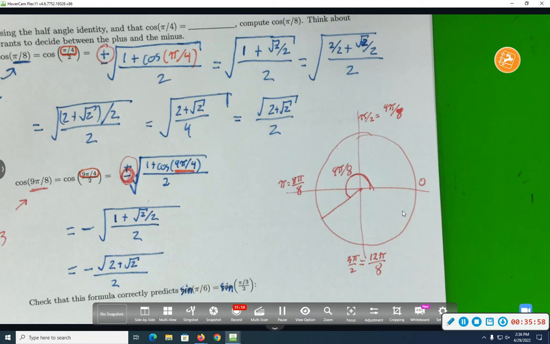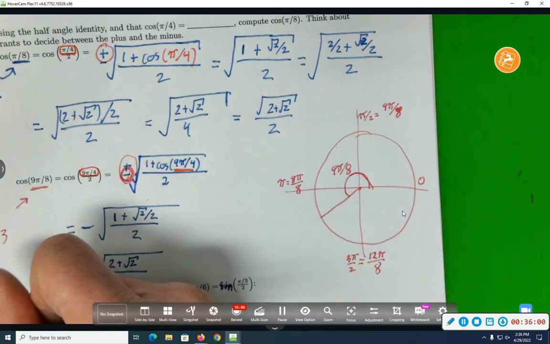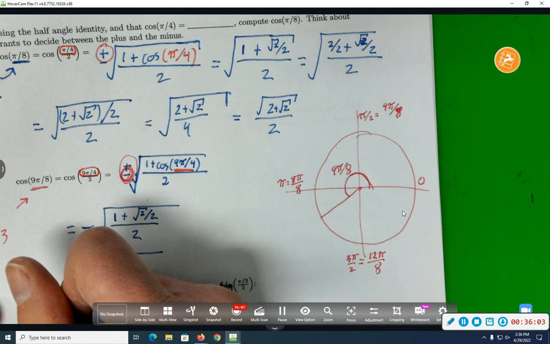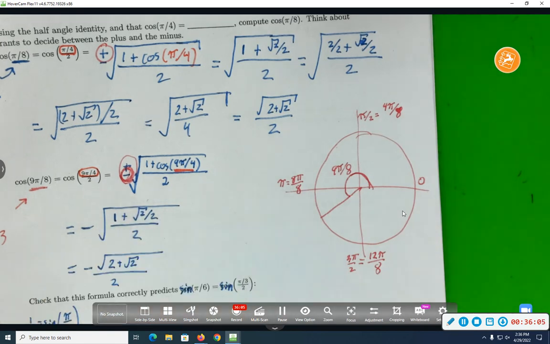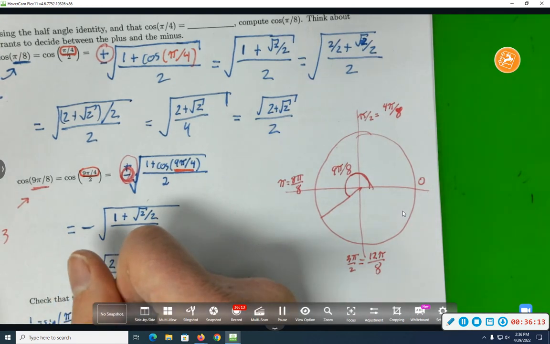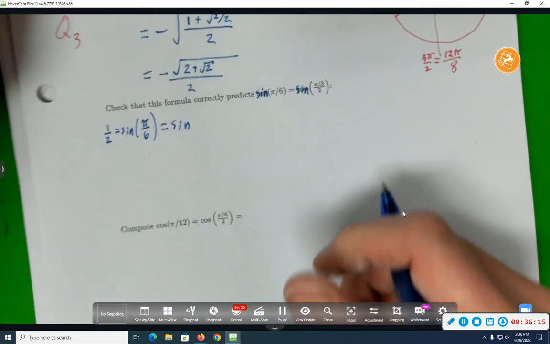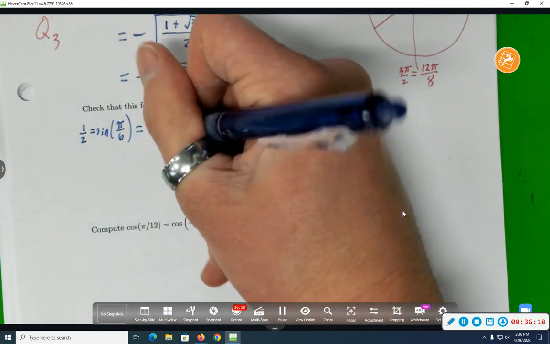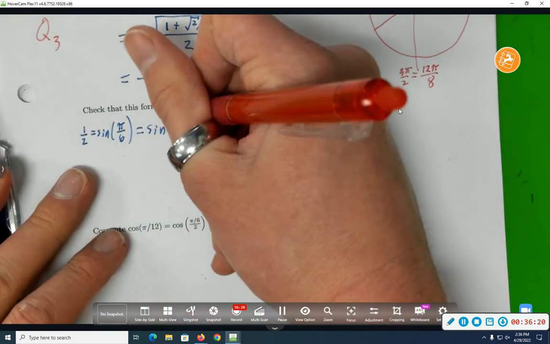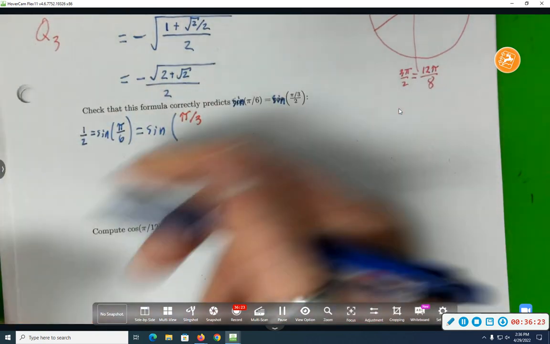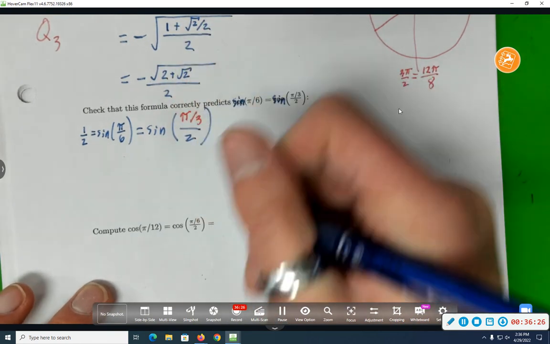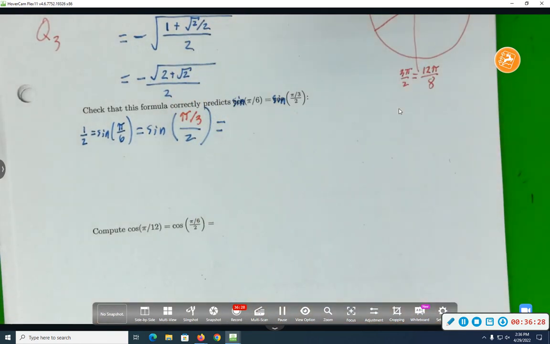1/2. So I already know this should be 1/2. But pi over 6 is also half of an angle that we know something about. This should be the same thing as the sine of pi over 3 over 2. Do we have a formula that we can use now? Yeah. Let's use that formula.